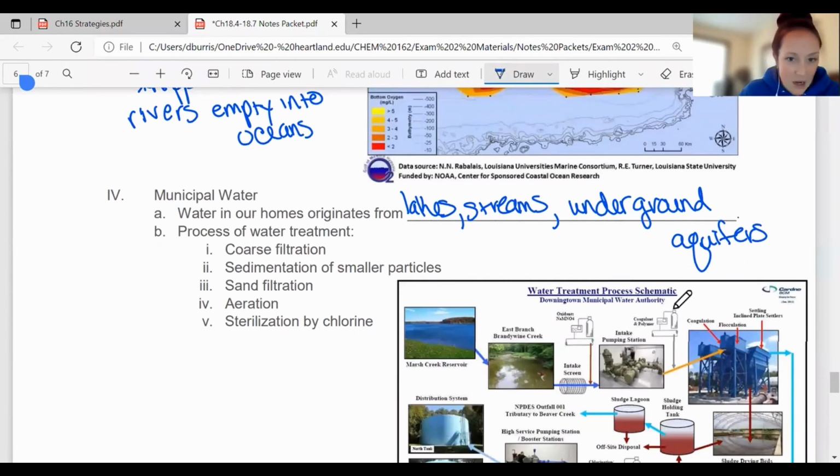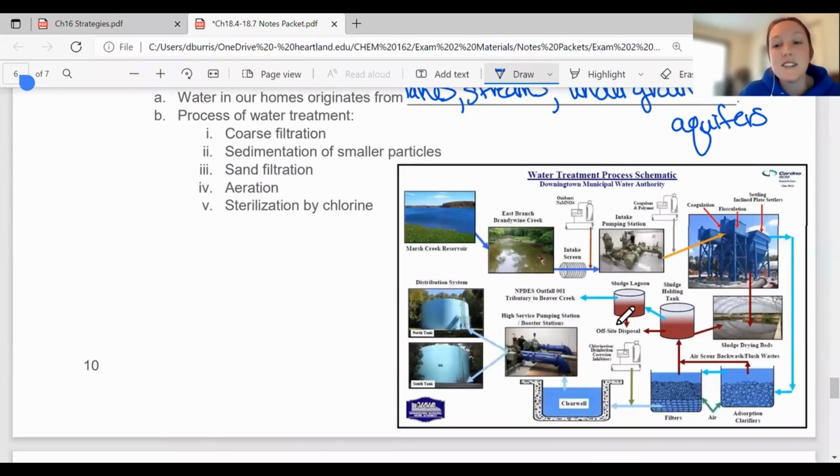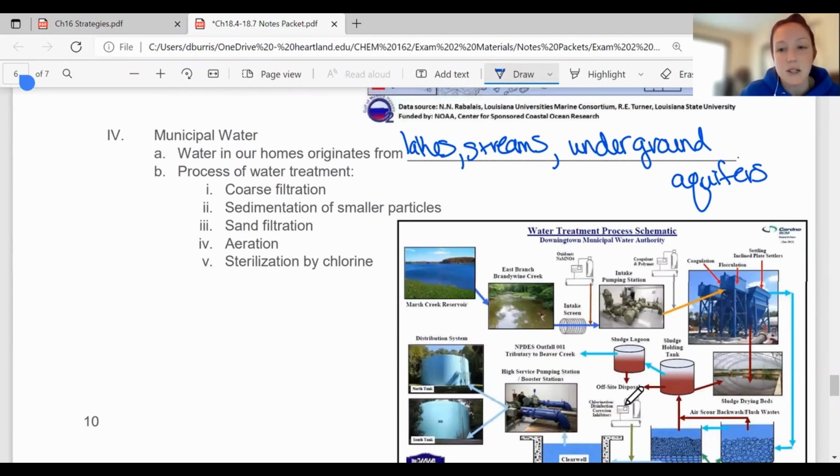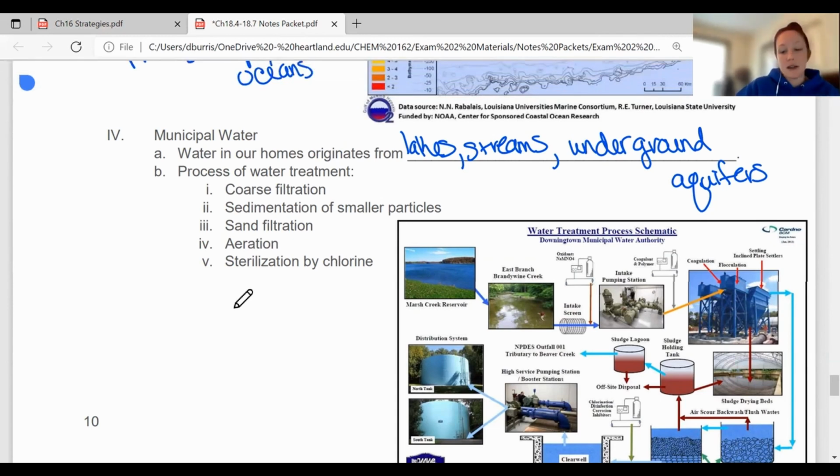Now, of course, it's a very complicated process to get it so that we can drink it. This has always been kind of interesting to me. My dad actually works as an engineer and goes to lagoons to check on how the water is doing. But if you look through here, this is the process by which the water gets to where we can have it. It's very complicated. They've got to filter out coarse stuff, right? And then sedimentation of smaller particles, that would be getting smaller particles out. And then sand filtration gets out even smaller things. And then we have to aerate it and sterilize it with chlorine. So chlorine can also be an issue when we're looking at things like runoff and pollution. So we have to be careful. But you don't have to be able to describe the whole water treatment process.